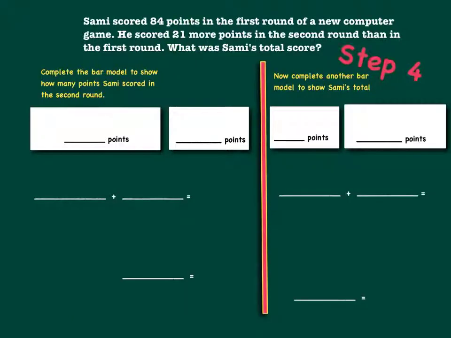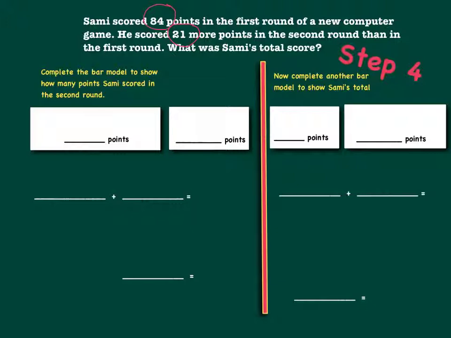Here's step 4. We're going to use step 4 to solve the problem and explain our answer. So let's go over to our problem again and look at our 2 important numbers. We're going to complete this bar model and we're going to show how many points Sammy scored in the second round. Well, do we know how many points that Sammy scored in the second round? No. We know how many more points Sammy scored in the second round.